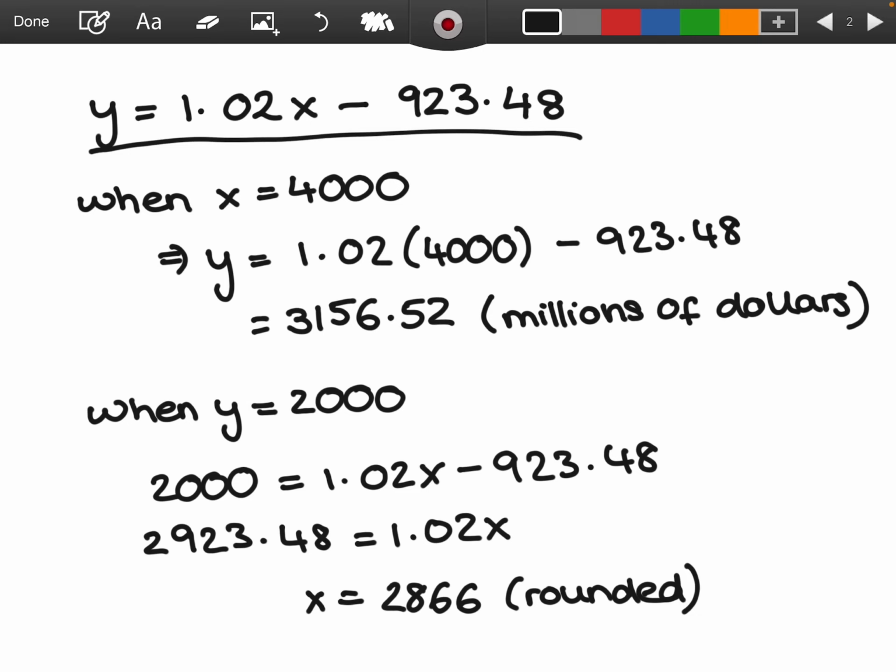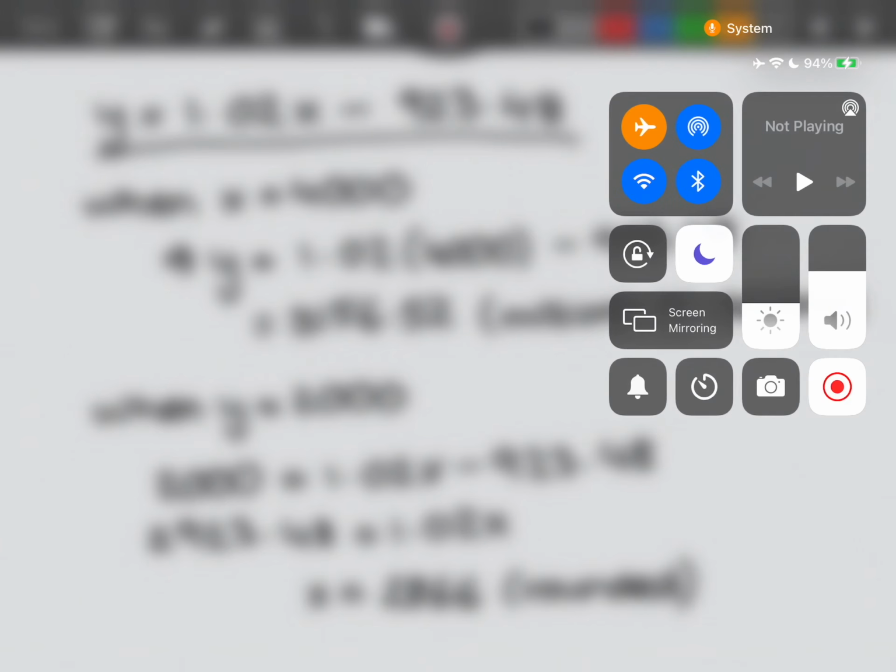The next part of the problem said, if our sales were $2 billion, so that's 2,000 million, so Y would be 2,000, how many stores would I need, just as an estimate? This time I'm going to plug in Y is equal to 2,000, and I'm going to solve for X. As you're looking at a number of stores, I would definitely round this to a whole number. Always look at the context of the problem. And I get that X is equal to 2,866. So that is the number of stores I would need in order to make $2 billion in sales.